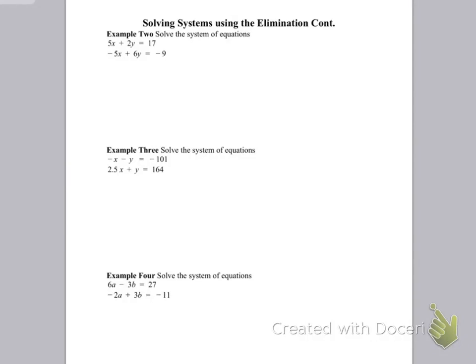Alright guys, we're going to do this about 3 more times. So example number 2, solve the system of equations. Remember, our first step is to make sure that x is lined up and that y is lined up. And in this problem it is. So our next step is to add down.